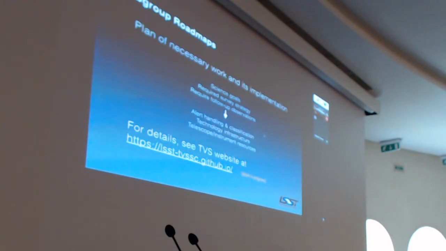Now, I'll refer to several different aspects of the TVS website, which you can see linked at the bottom. This is very much a work in progress because we are shifting it over to a new GitHub portal at the moment, but you'll find a lot more information there.